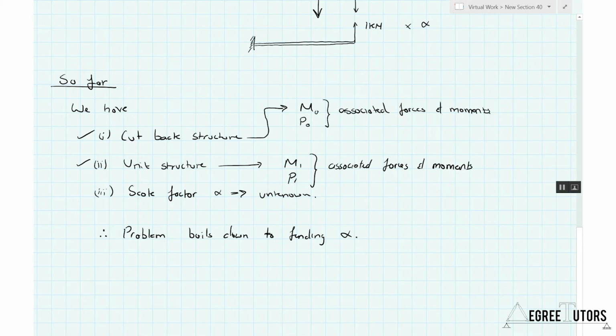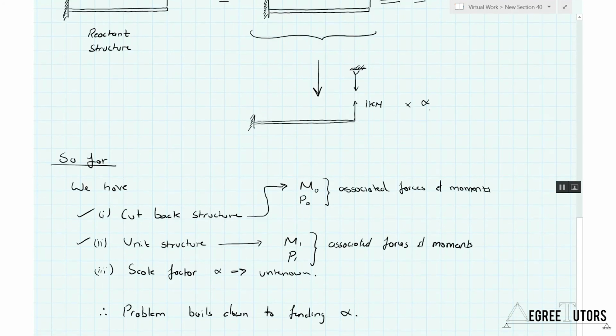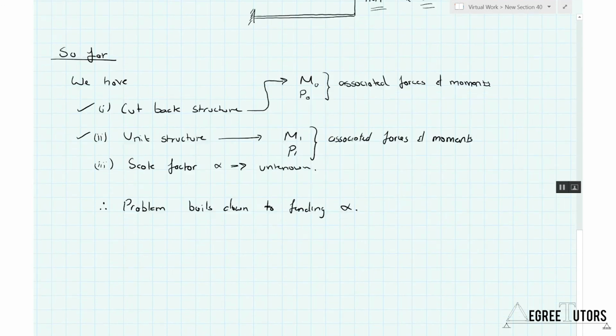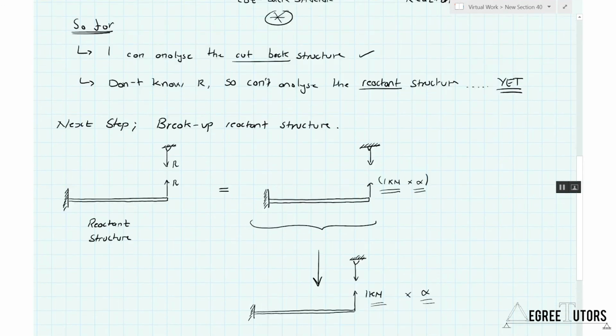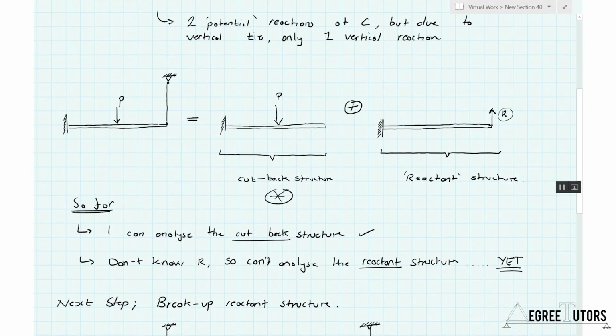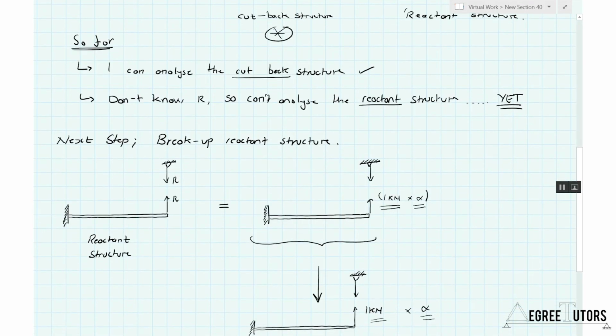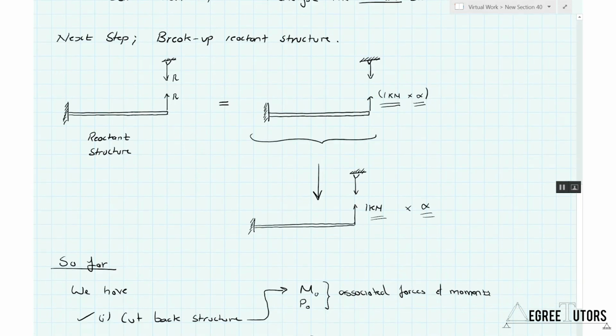What is alpha? In this case, remember, alpha was just some scaling factor, some factor multiplied by 1 kilonewton. What alpha actually is, is the tie force in that very original structure, because we said that original structure was the same as the cutback structure plus the reactant structure. The reactant structure was just the structure with the force that I had taken away reapplied with the designation R. We then divided that structure into a structure where we replaced R with 1 kilonewton times alpha.